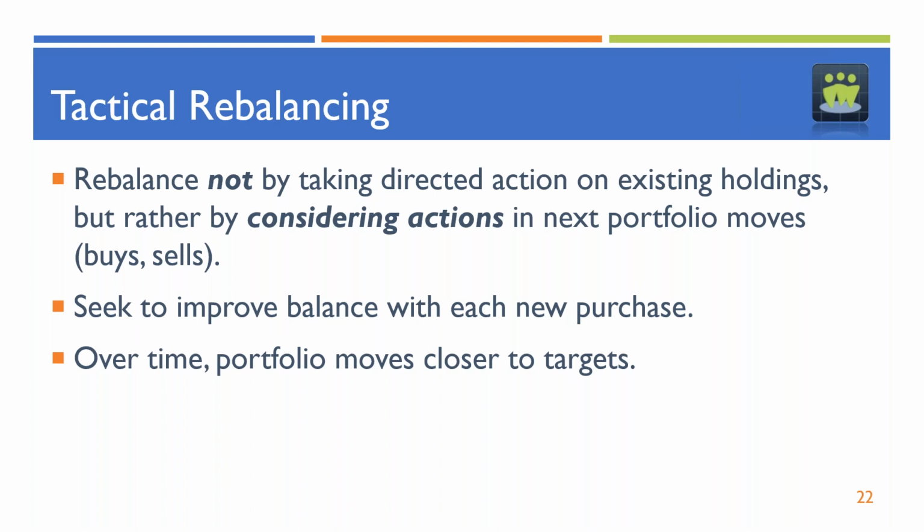So I call that strategy more of a tactical rebalancing. This is rebalancing where we're not selling simply because of diversification reasons. We're taking action to improve diversification by considering what we're going to buy next. What are the next portfolio moves that we're going to make? And I think this fits with an investment club. This is a pretty sound strategy that you can use in your club portfolio.